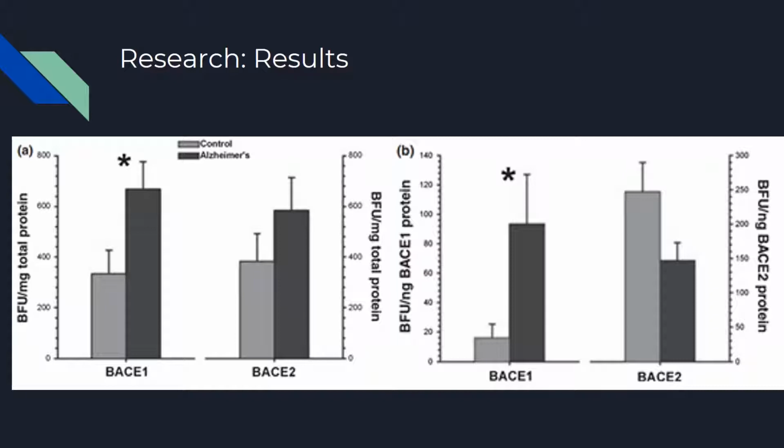This is the results of the ELISA. The star indicates that the results were significant, so as you can see, BACE1 was significant in both trials, while BACE2 was not significant. The lighter gray indicates the control, while the dark gray indicates the Alzheimer's patients that were looked at. So this is looking at the plaques, and this indicates that BACE1 is the main contributor of the plaques, which are produced by the amyloid beta in the brain.